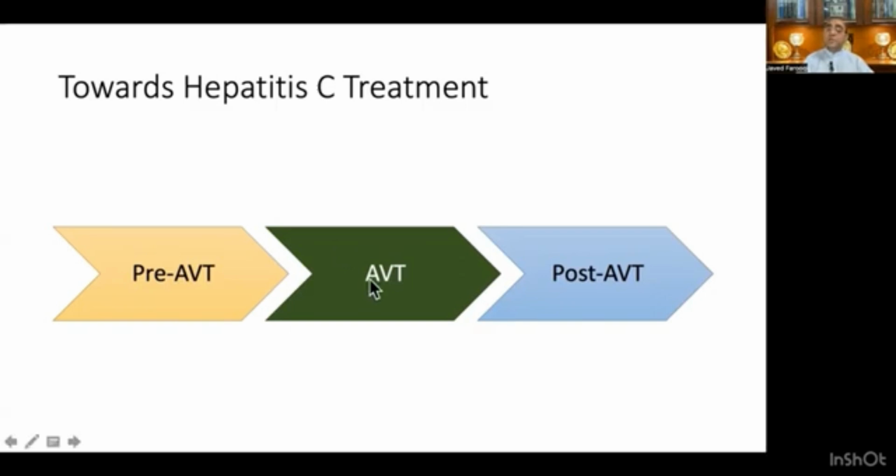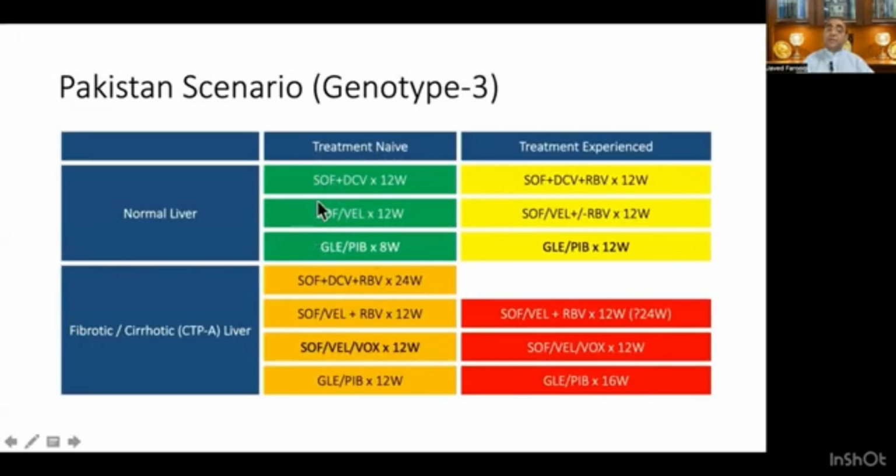Now coming to the antiviral treatment options, which I discussed in the previous video. It depends on whether our patient has a normal liver and is treatment naive, a normal liver and treatment experienced, a fibrotic or cirrhotic liver and treatment naive, or a fibrotic or cirrhotic liver and treatment experienced. We put the patient into these 4 groups. The green is the easiest to treat, the red is the most difficult to treat, then the yellow, and then the orange. So this is the easiest, this is a bit difficult, this is more difficult, and this is the most difficult.